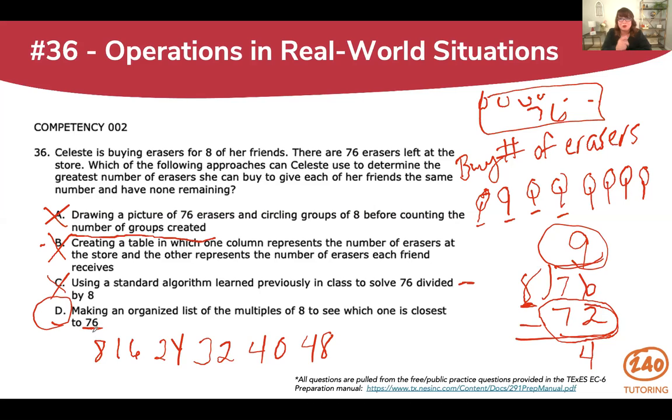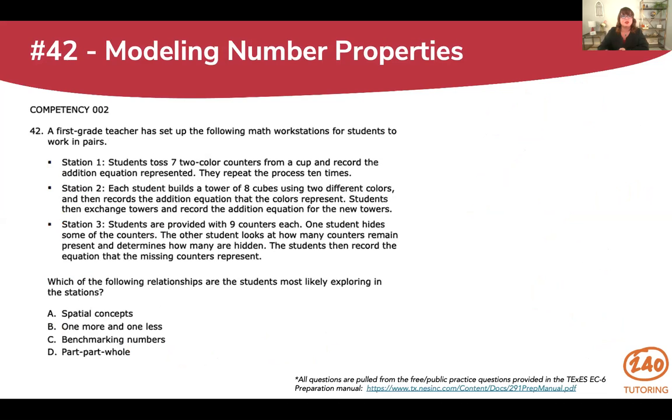When I would work with students, this was one of the most missed questions. When they would go through the preparation manual, they'd be like, all these answers are right. And it does appear that way. So really what we're looking at here is greatest number of erasers. It kind of goes back to that last question, greatest multiple. Okay, so hopefully that makes a little more sense to you.